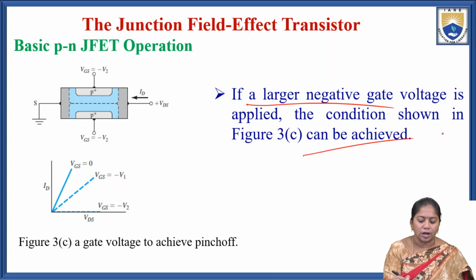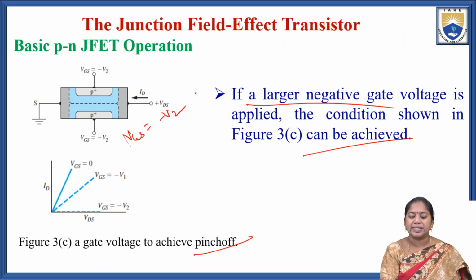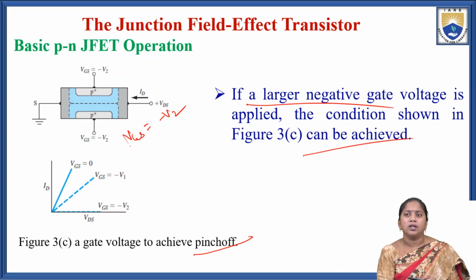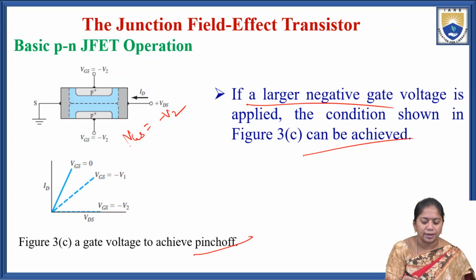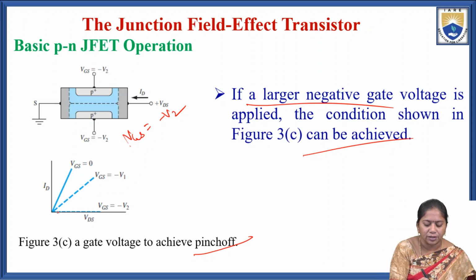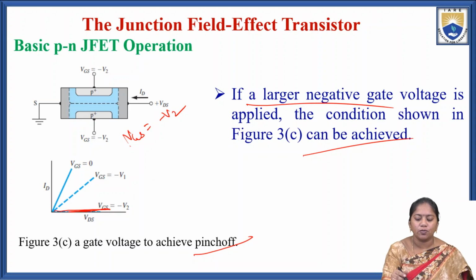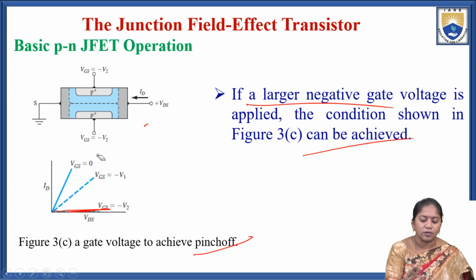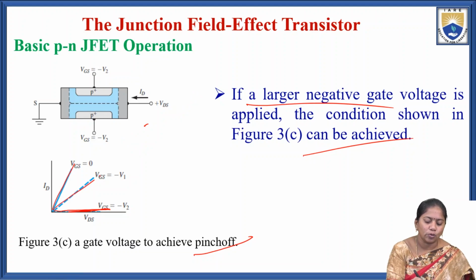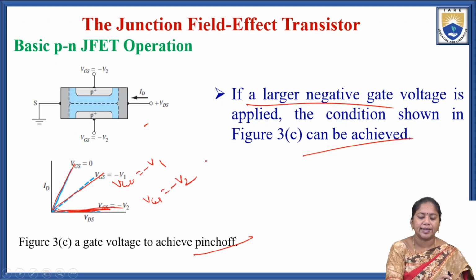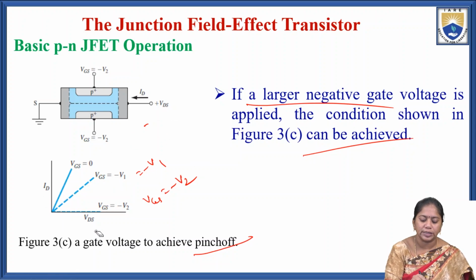If a larger negative voltage is applied, the conduction is shown in the figure. Here we are achieving the pinch off voltage. Here VGS equal to minus V2. We are increasing the negative gate voltage. So for VGS equal to 0, it is a linear curve. For VGS equal to minus V1, the slope decreases. This one is VGS equal to minus V2. If you increase the negative gate voltage, the graph looks like this.